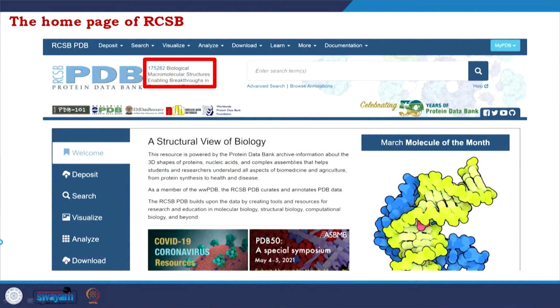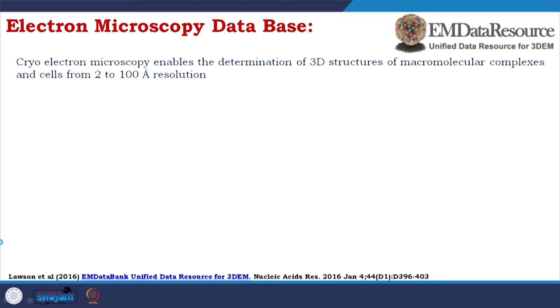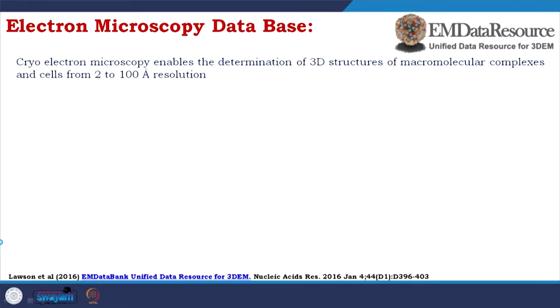If you look, 1,75,282 biological macromolecular structure entries are currently deposited in the protein data bank. As I told, besides PDB there are other databases. One of them is the electron microscopy database. As we are talking about cryo-electron microscopy, and have just finished it, the electron microscopy data is deposited in the electron microscopy database or EM Data Resource.